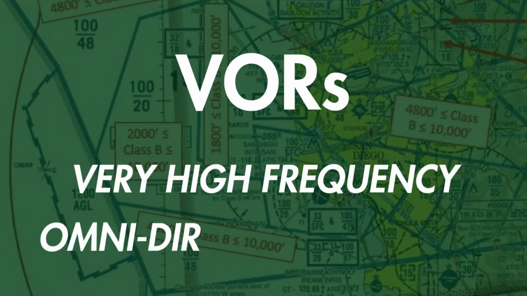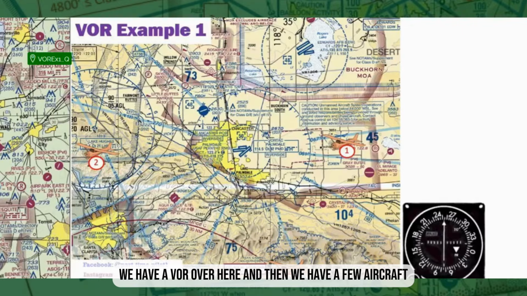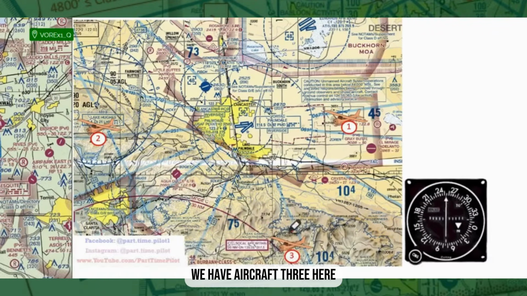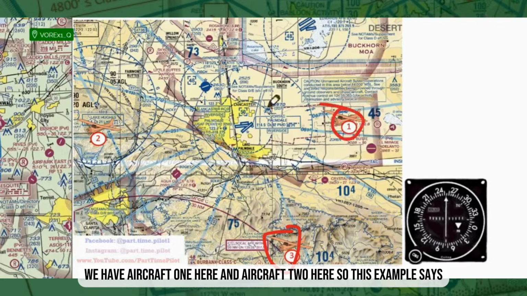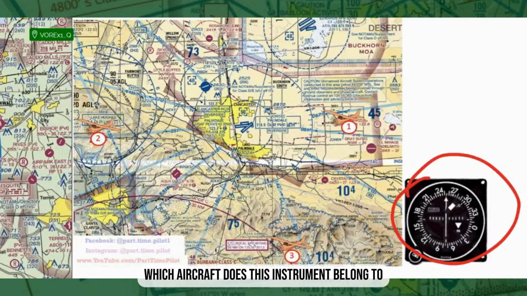Alright, let's get on to VORs. We have this example right here. We have a VOR over here, and then we have a few aircraft. We have aircraft 3 here, aircraft 1 here, and aircraft 2 here. So this example asks, which aircraft does this instrument belong to?